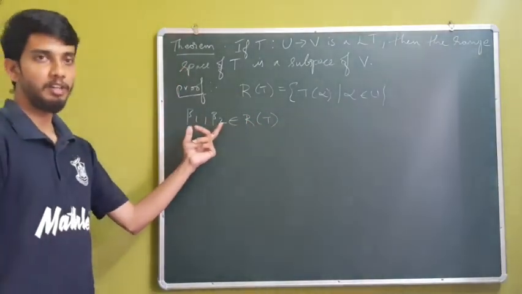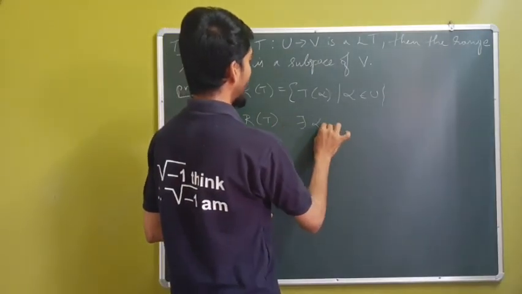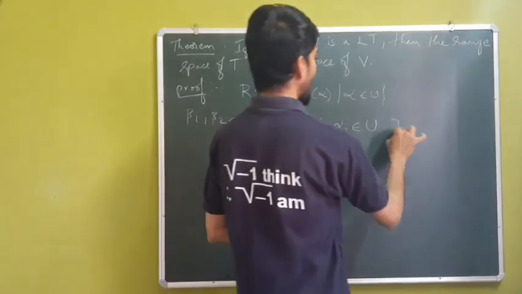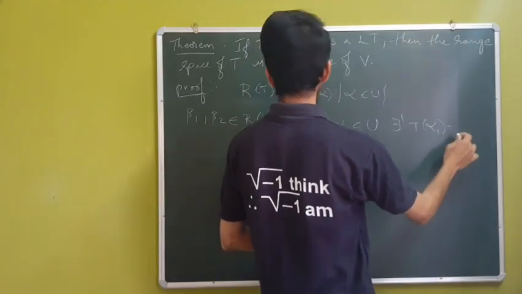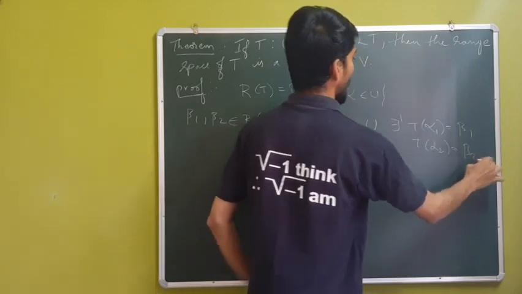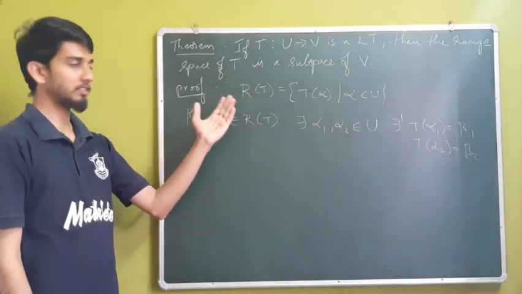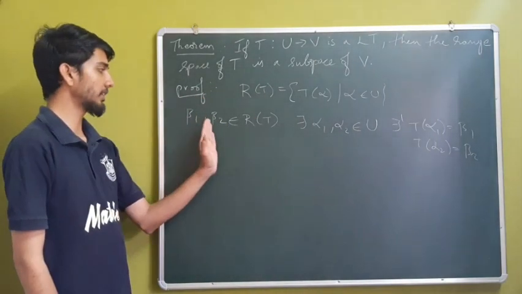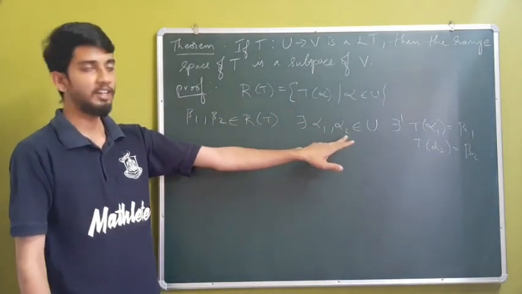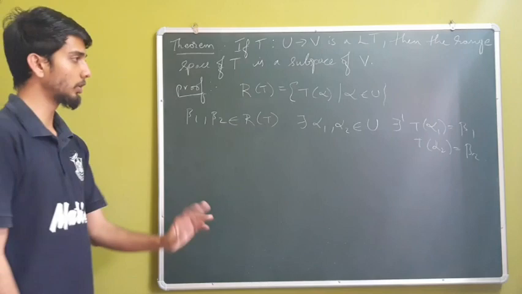So if I consider beta 1 and beta 2 to be any two elements in R of T, there always exist alpha 1 and alpha 2, two elements in U, such that T of alpha 1 is beta 1 and T of alpha 2 is beta 2. If I am taking any two elements, that's the definition of range space R of T, is it? So beta 1 and beta 2 are two elements from range space. Then there must exist two elements alpha 1 and alpha 2 in U such that T of alpha 1 is equal to beta 1 and T of alpha 2 equal to beta 2.